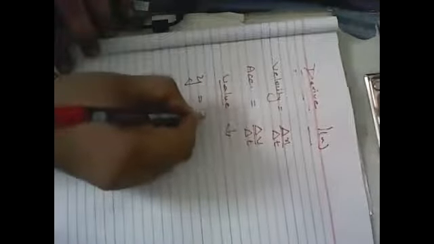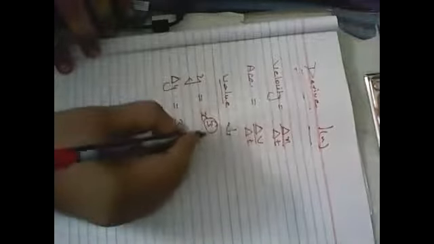In derivative, the value of the function always decreases. For example, if we have a function y is equal to x cubed, then its derivative will be 3x squared. Now its value decreases from 3 to 1.